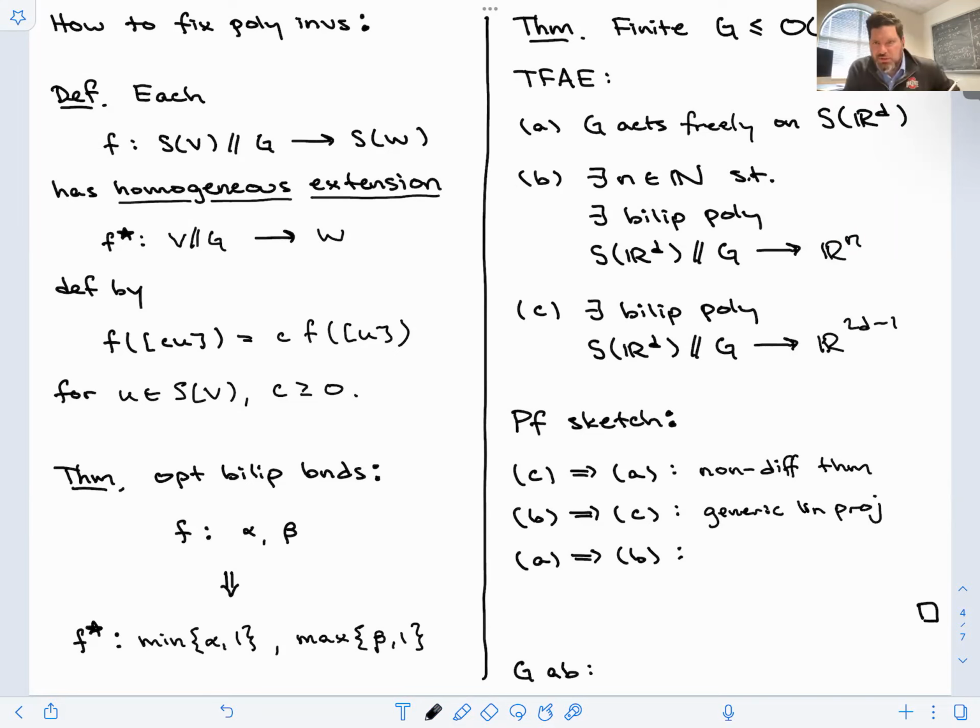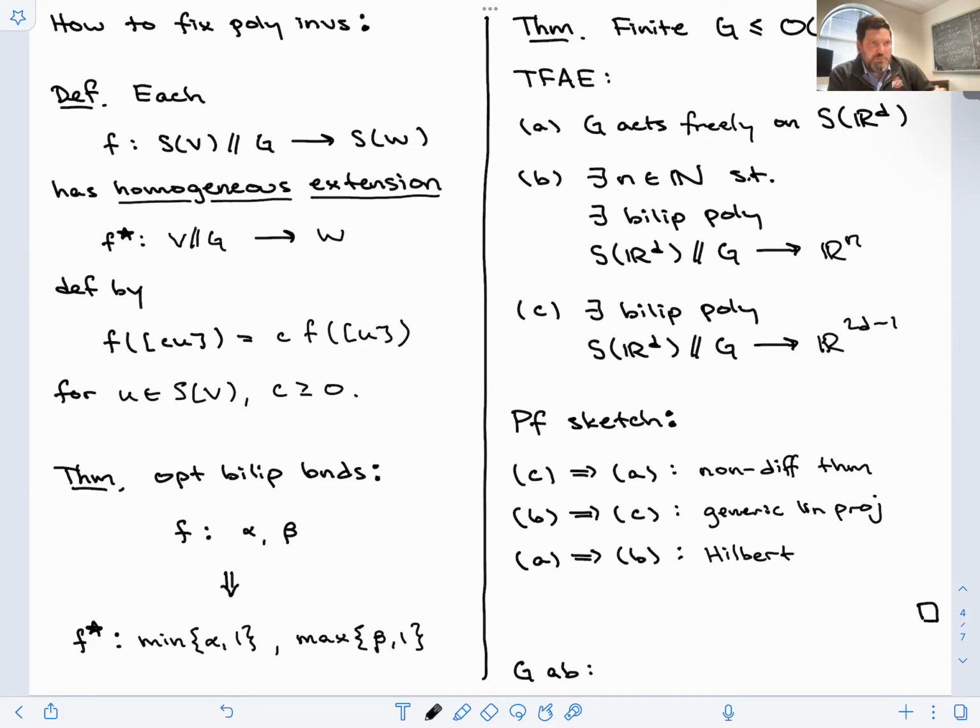It's like Johnson, Lin, and Strauss, but algebraic. And then finally, A implies B. Why is it that just because I act freely, it means I have this Bilipschitz polynomial? Well, you get a polynomial that's injective thanks to the work of Hilbert. Hilbert says that any choice of generators of your polynomial ring is going to do the trick. So that gives you injective.